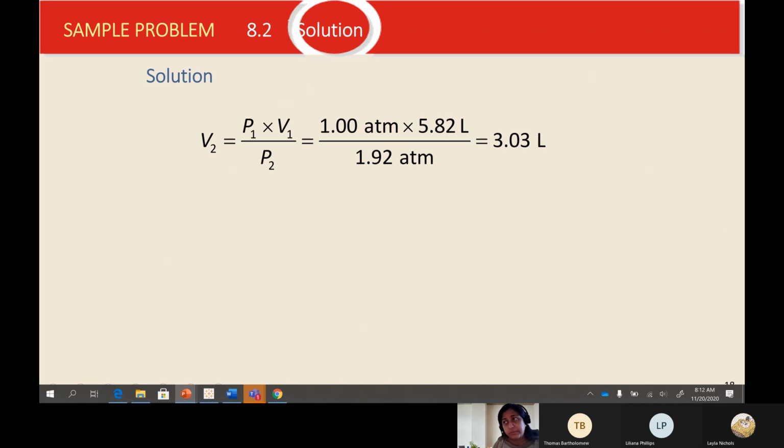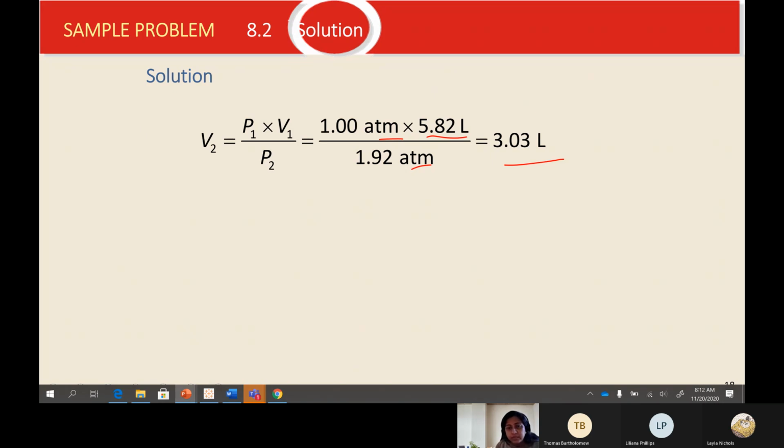The pressure values should be in one type of unit. As an example, in this question, P1 and P2 are both in atm units. You cannot substitute any pressure or volumes in two different types of units. They should be in the same format. V1 is 5.82 liters divided by P2, which is 1.92 atm, and it was solved and got the answer as 3.03 liters.